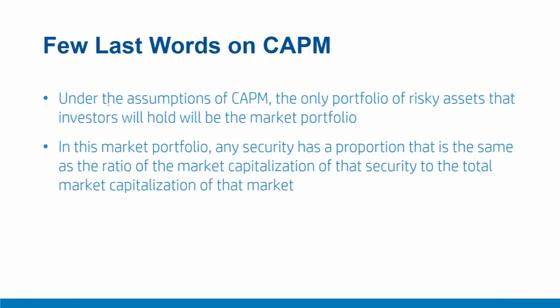As we discussed, under the assumptions of CAPM, the only portfolio of risky assets that investors should be holding is the market portfolio. And in this market portfolio, any security has the same proportion as the ratio of the market capitalization of that security to the total market capitalization of that market. This is theoretically the construction of the market portfolio and the proportion of constituent securities in it.